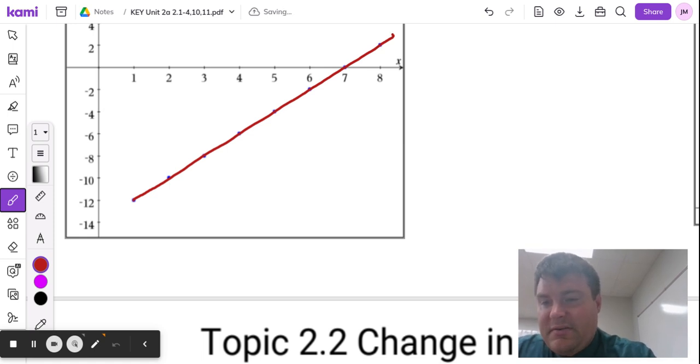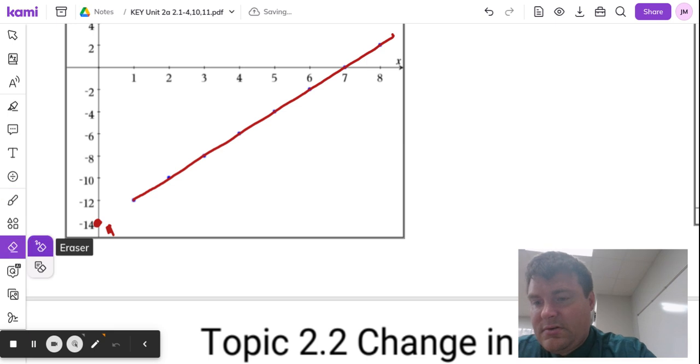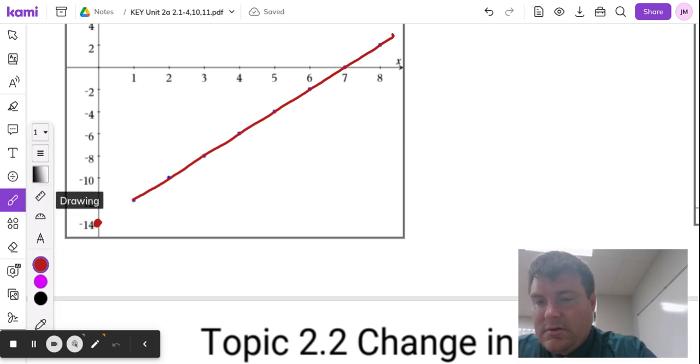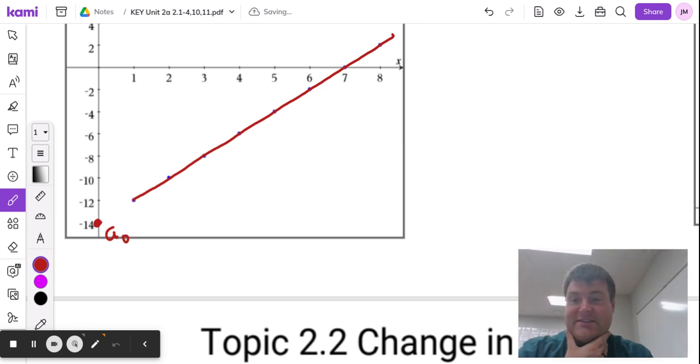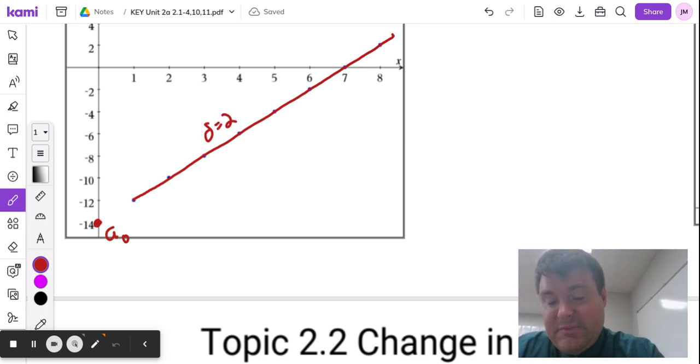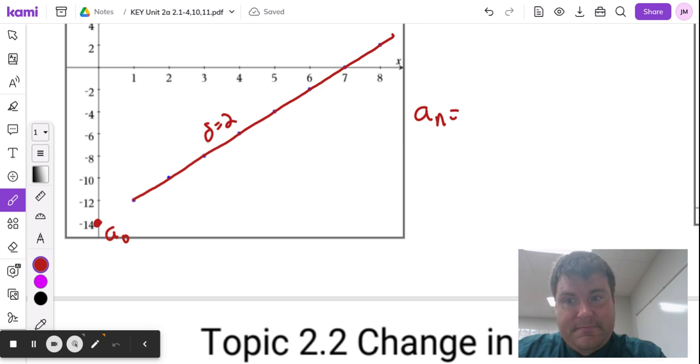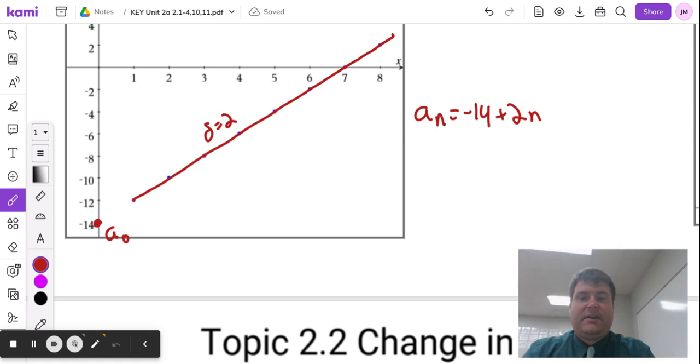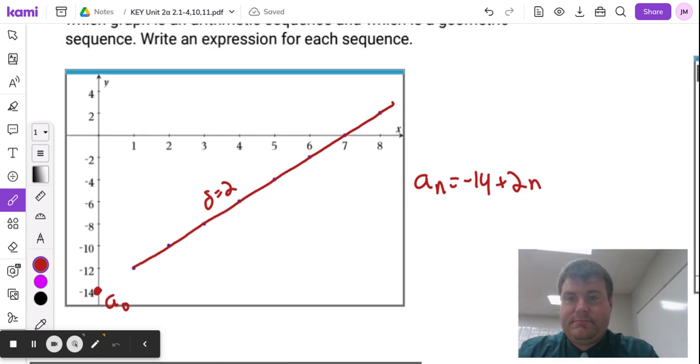So essentially, I want to go backwards and find my a sub 0. So my a sub 0 term looks like it's negative 14, because the d value is increasing by 2. So a sub n equals negative 14 plus 2n, because we're increasing by 2 every time. Okay.